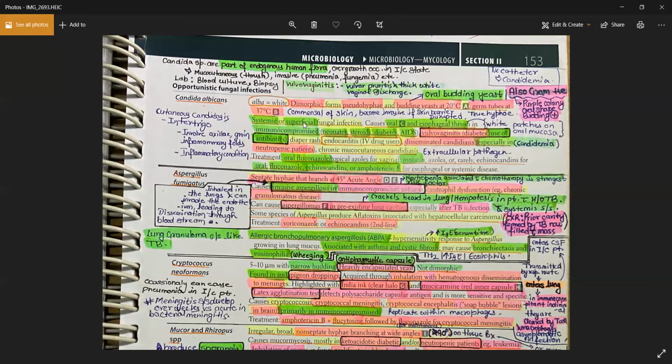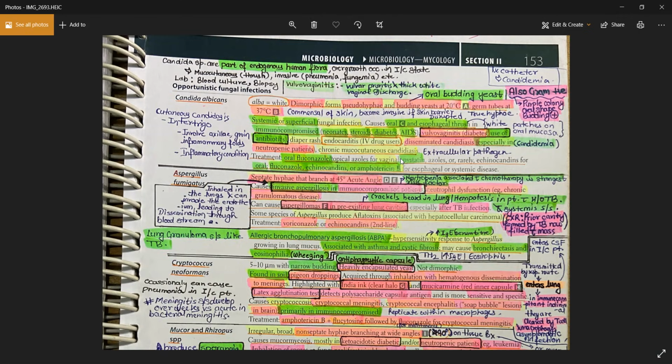So what is the treatment? The treatment includes giving the patient oral fluconazole and topical azoles for the vaginal infections. You can give the patient amphotericin B for the systemic infections. You need to know that for any kind of systemic mycosis, whenever you have a disseminated mycosis, you will always give the patient amphotericin B. You can also give nystatin for the esophageal thrush or the oral thrush. Nystatin, and fluconazole for the vaginal infections, very important.